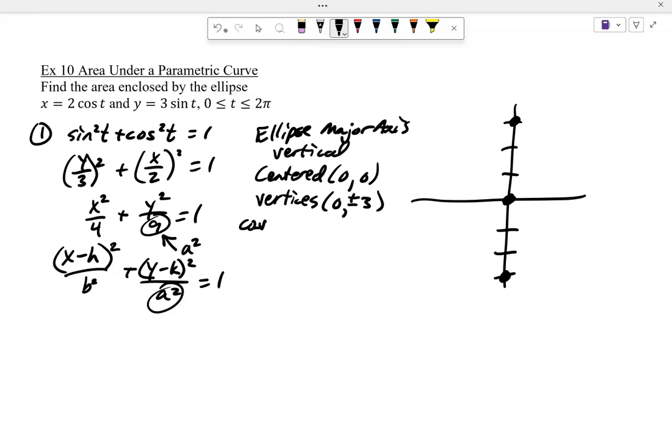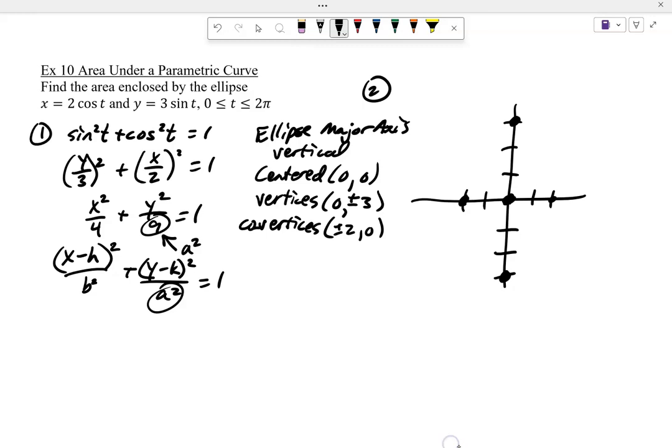Your co-vertices come from the b value. That's b distance away. So b squared is 4, so I got plus or minus 2, 0. I've got to go a distance of 2 to the left of the center, a distance of 2 to the right of the center. So here's kind of your graph.